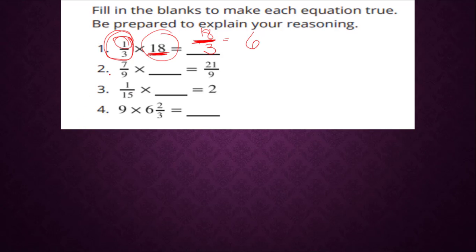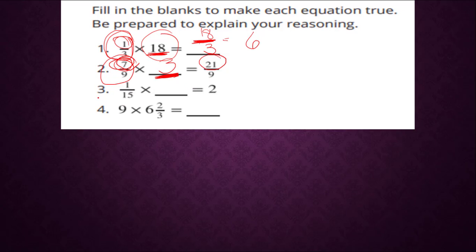All right, let's look at number 2. 7/9 times what would give me 21/9? Okay, so we need a whole number here. What times the 7 would give us that 21 as the numerator? What times 7 gives me 21? 3. So the way we work that is the whole 3 times the numerator 7 gives us 21. So 3 times the entire 7/9 gives us 21/9.